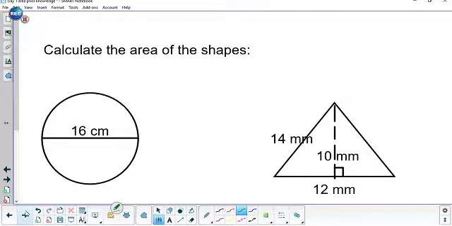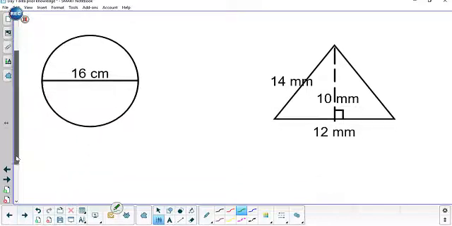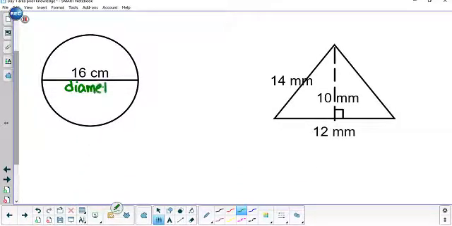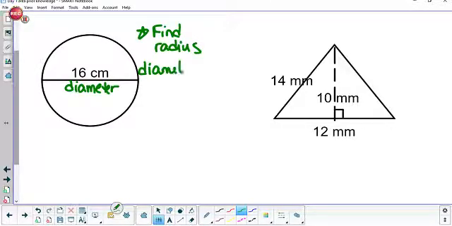So here's a circle where we are given the diameter. It's all the way across the circle. So the first thing we must do is we must find the radius. And to do that, it's diameter divided by 2. So 16 divided by 2 is 8. That's the radius.